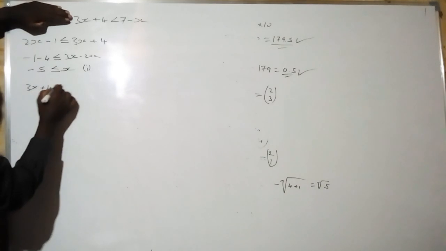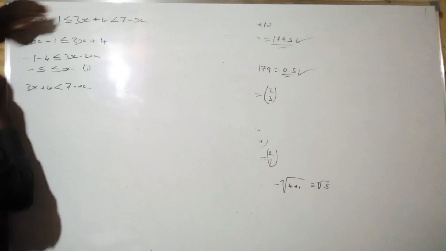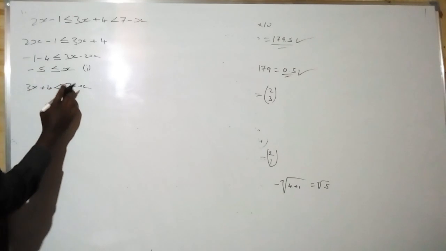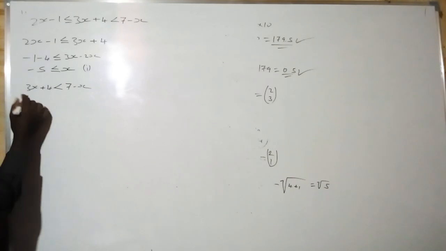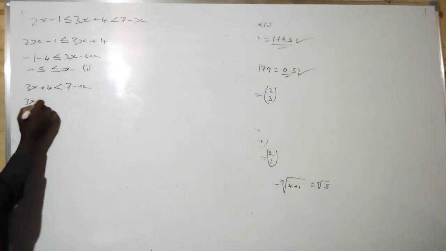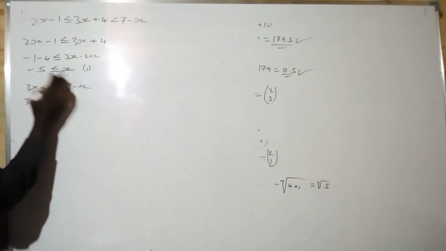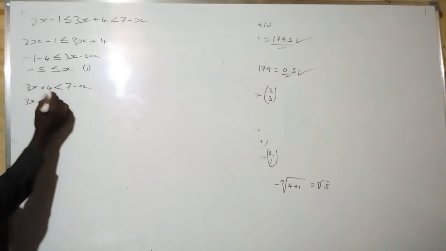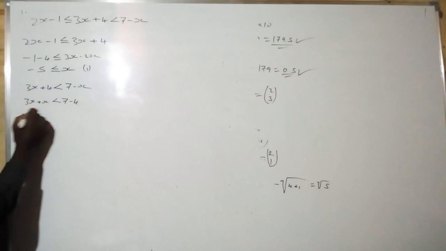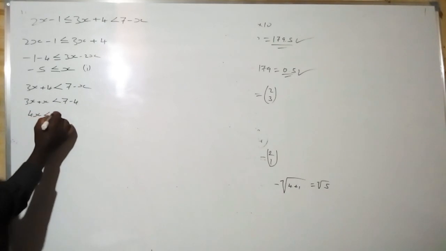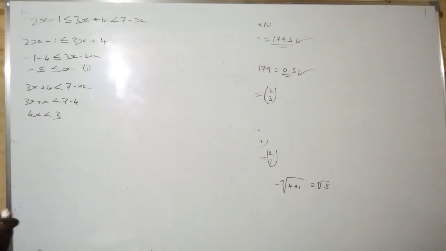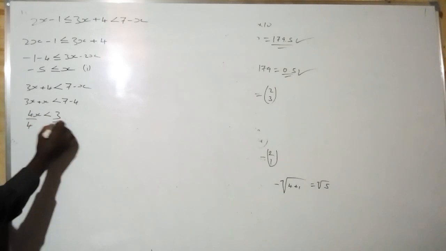We can add negative x to both sides and subtract 4 on both sides, and we are going to have 3x plus x. This will come to the other side from right to left, less than 7 minus 4. 4x less than 3. Like that. You can divide by 4, you divide by 4. x less than 3 over 4.